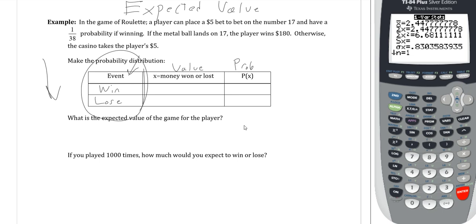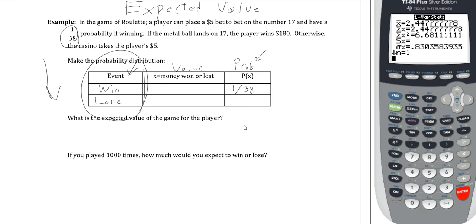Now, I'll deal with the value in just a second. First, I want to deal with the probability for now. The probability of winning, as it says, there's one number out on the board, and it says that there's a 1 out of 38 chance of winning. So the probability of winning is 1 out of 38.